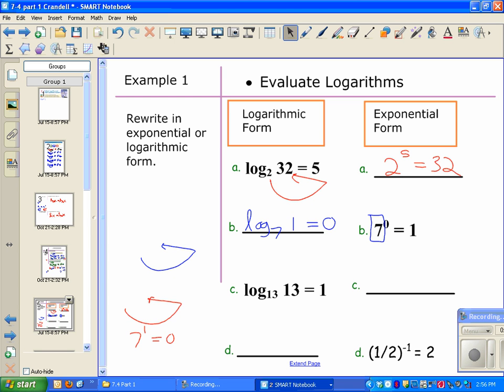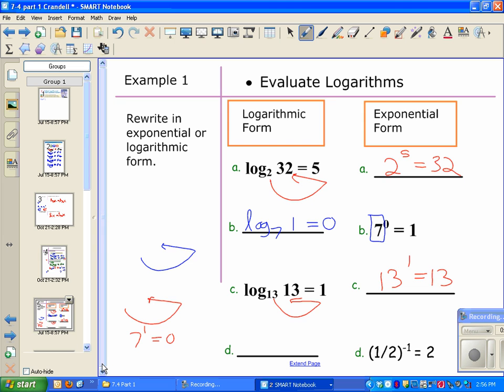Okay, so please pause the video and do C and D by yourself to make sure you really understand it. So pause the video. Now, if you did the half smiley face, good job. That's going to help it get to long-term memory. But 13 to the first is 13, so if you did that, awesome.